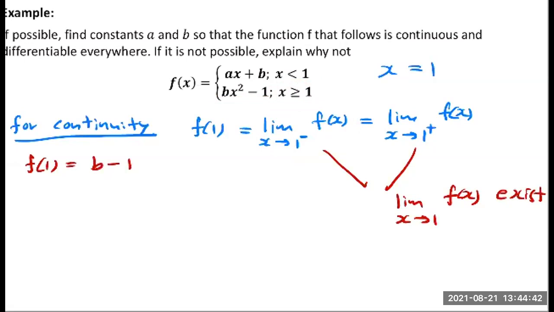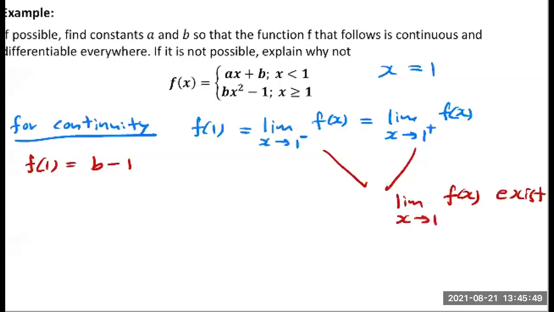Okay, and then how do you find the left limit? To find the left limit as x approaches 1 from the left-hand side of f of x, you plug in x equal to 1 in this phase. This is the function when x is less than 1, that means to the left of 1. So you plug in 1 in this function. That is going to be a plus b.